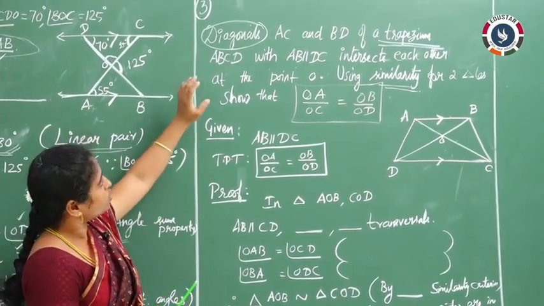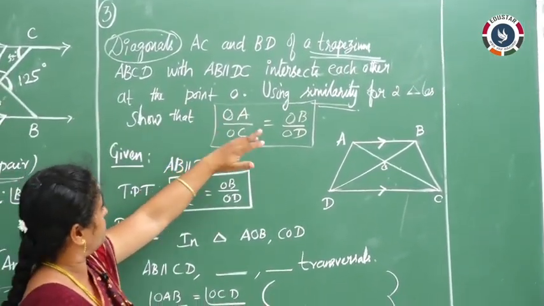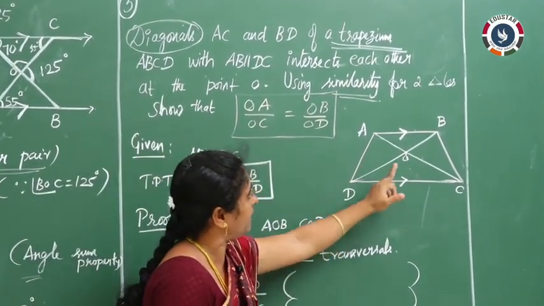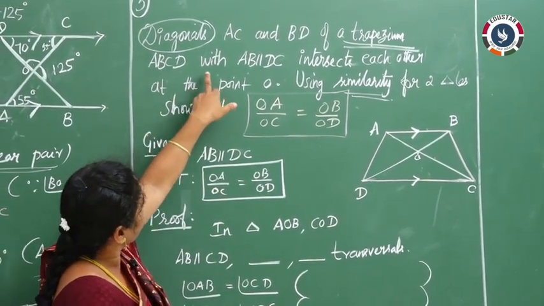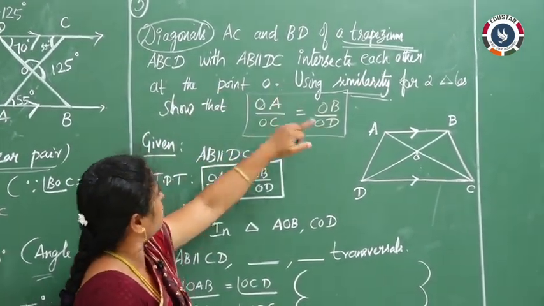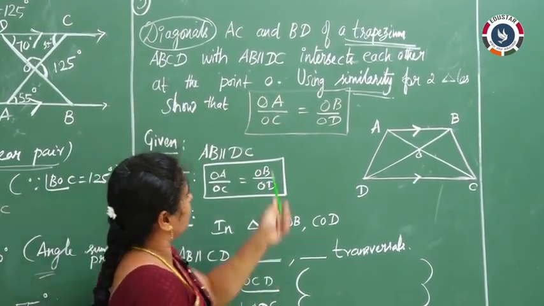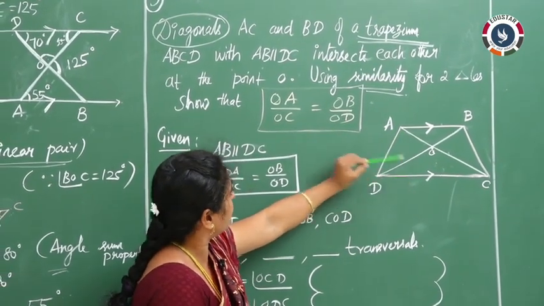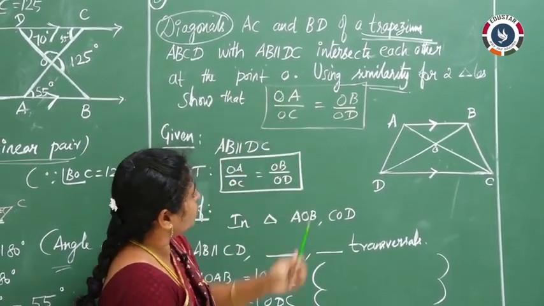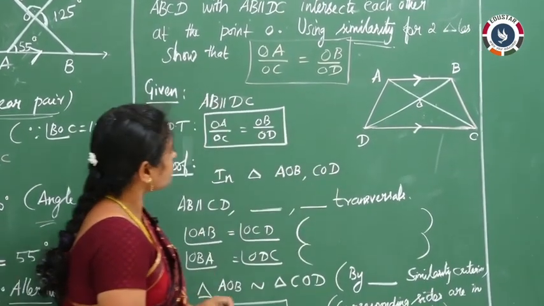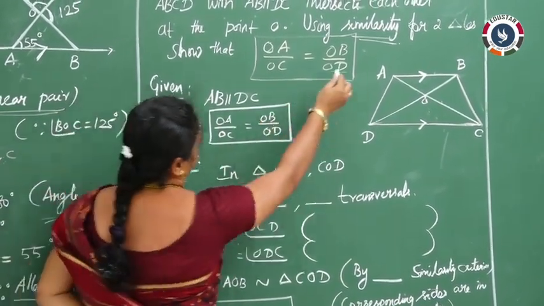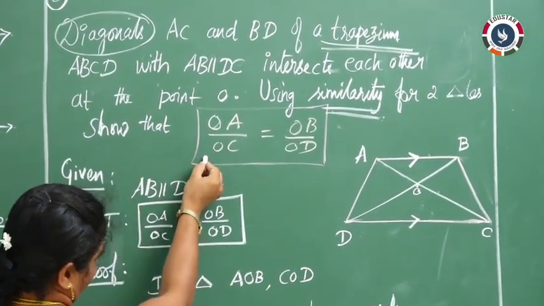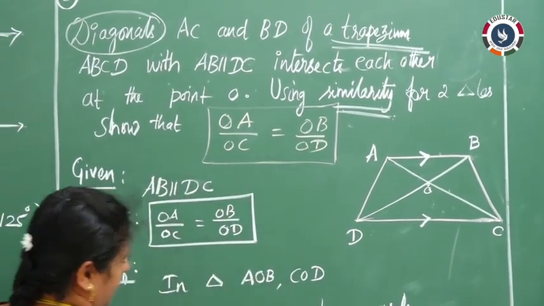Let's see now. The diagonals AC and BD of a trapezium ABCD, with AB parallel to DC, intersect each other at the point O. What are the diagonals? AC and BD. They have given AB is parallel to DC, and the diagonals intersect at the point O. Now you are going to find out using similarity of 2 triangles that OA by OC is equal to OB by OD.